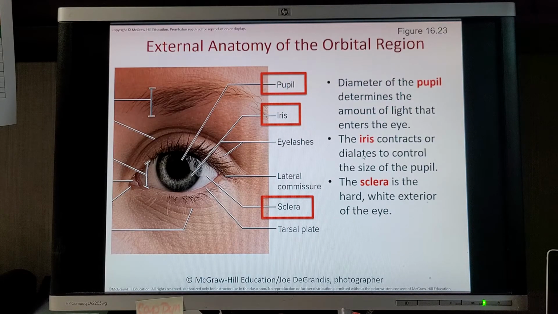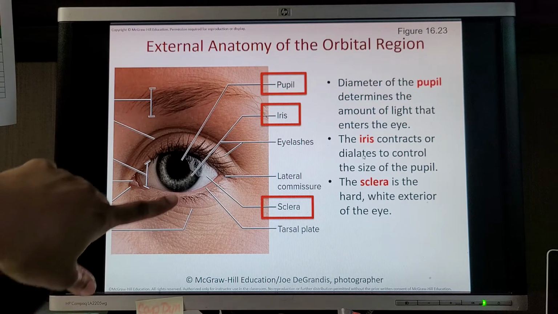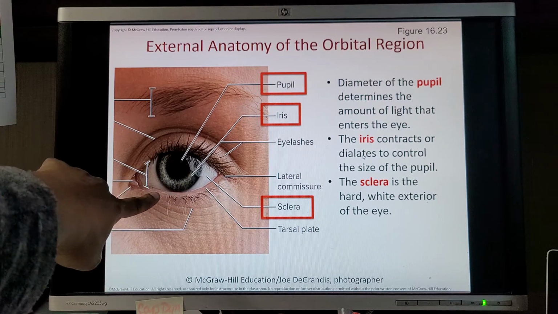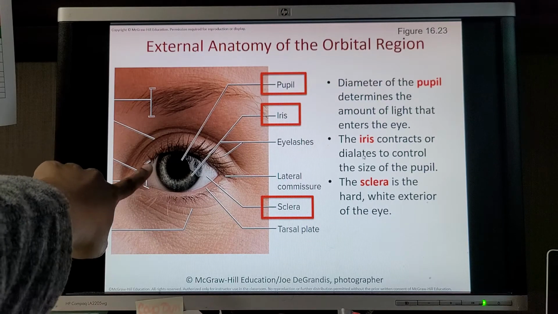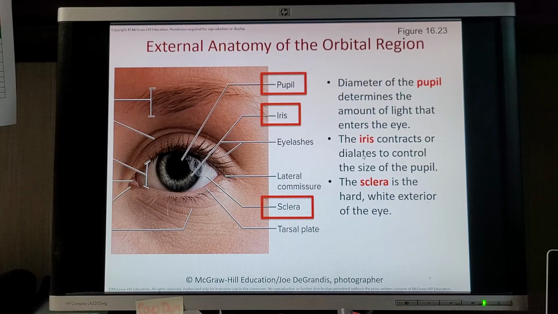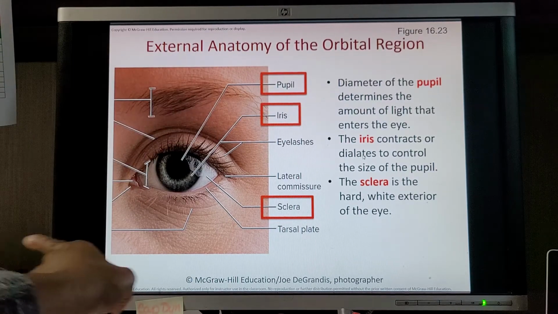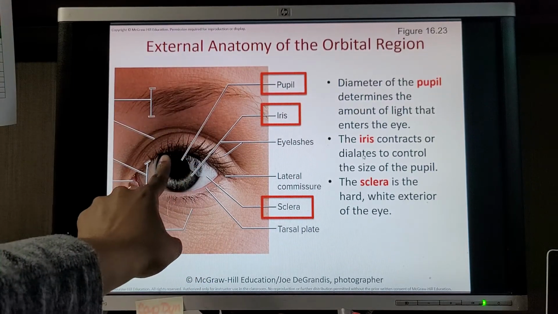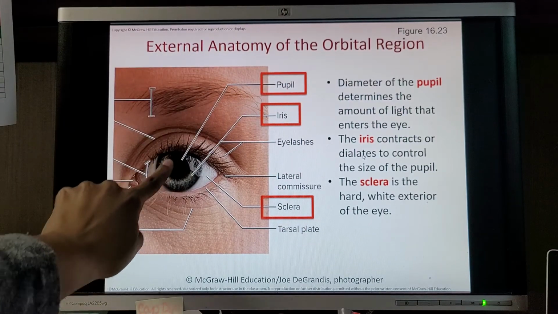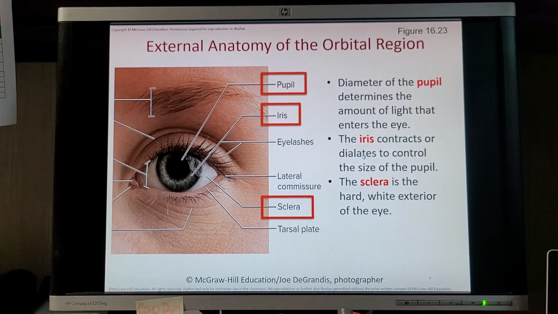A lot of this I don't care about, so that's why I'm only covering some of it. Eventually in the lab, just in case we accidentally have to do this early, the white part of your eyeball is called your sclera, a very hard, tough exterior portion. The iris is your colored portion of your eyeball, and the pupil is this open space that allows light to go into your eye.